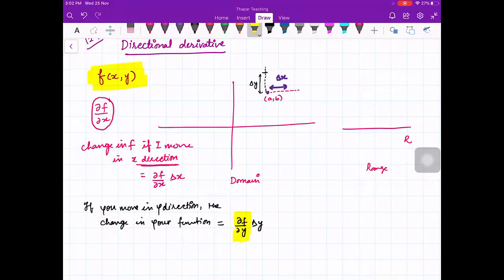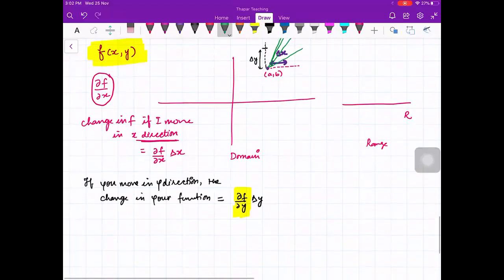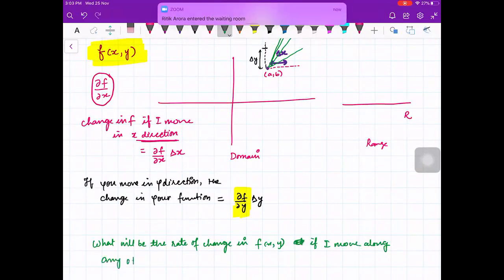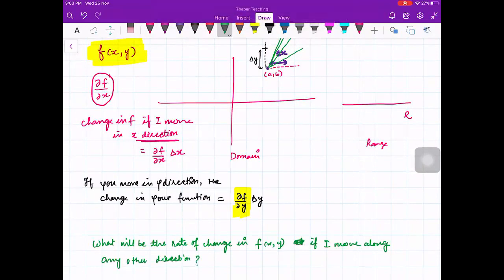But we also have the option of moving along any other direction, because you are in R2, your domain. You can move in any other direction also. So what will be the rate of change in f(x, y) if I move along any other direction? Is the question clear to everybody? So this is the question which we are going to answer.